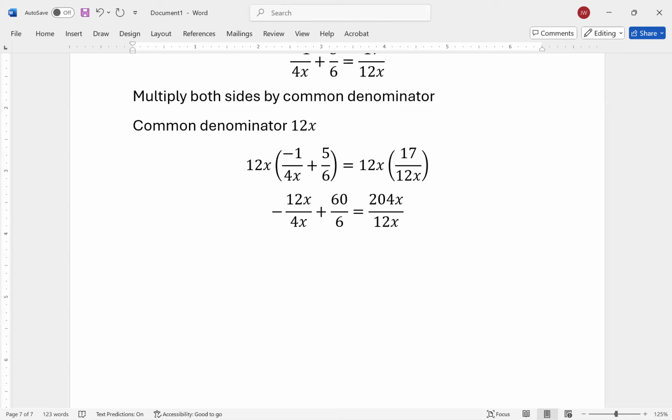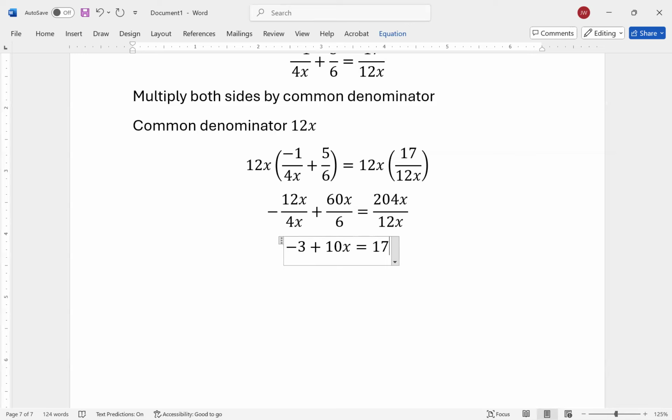All of those things can simplify very nicely. 12 divided by 4 is 3. X over x is 1. 3 times 1 is 3. So I end up with a negative 3. Oh, I'm sorry, I missed the x there. Should be 60x. I apologize. 12x times 5 is 60x. Forgot to write that down. So I get negative 3 as the first term, and then 10x as the second term. When I take 204 divided by 12, I get a 17.